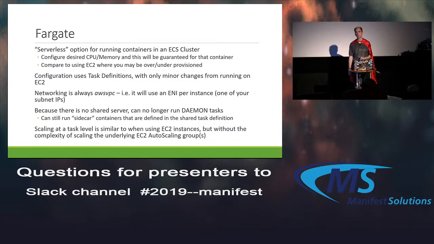The configuration for Fargate's very similar. You use task definitions with only a few minor changes for specifying Fargate. An important thing here is that networking is always what they call AWS VPC. This is a custom form of Docker network that uses ENIs, elastic network interfaces, under the hood. This means you can do things like specify security groups at an individual task level or container level, but it does mean it's going to be using one of your IP addresses from your subnet.